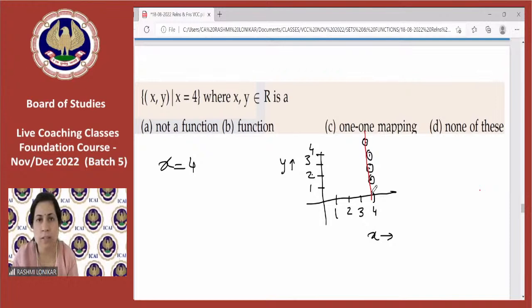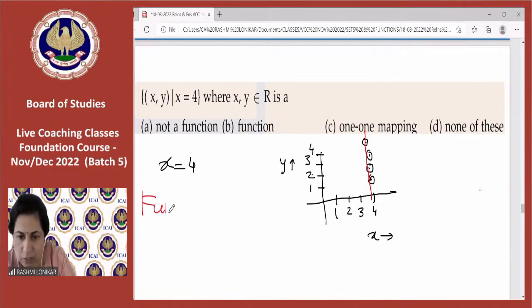So what is happening? For different values of B, we are having the same value of A, or the same pre-image. For every element of B, we are having the same pre-image. But what does the definition of the function say?